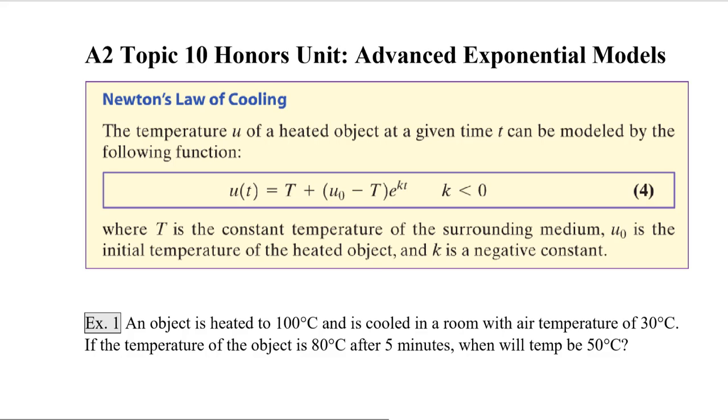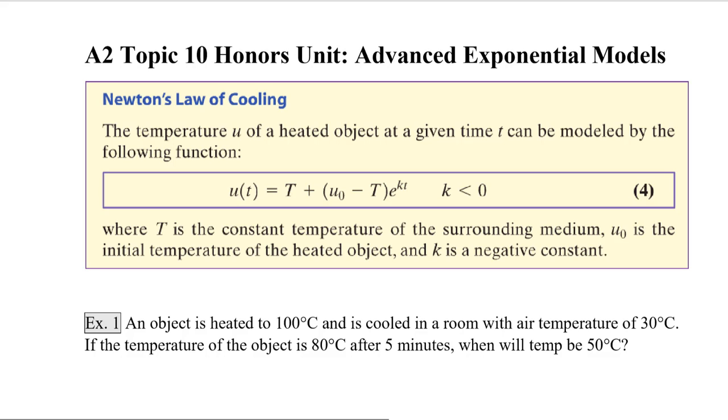Think about if you were to bake cookies. When you take them out of the oven, your cookies are hot. They're the temperature of the oven, say 350 degrees. And you have to wait for some period of time before they get cool enough to eat. The cookies will cool at an exponential rate, but at some point the cooling is going to slow down until they reach the temperature of the room.